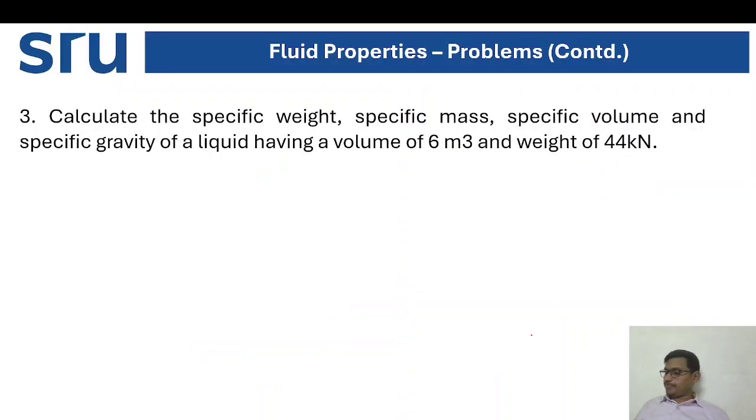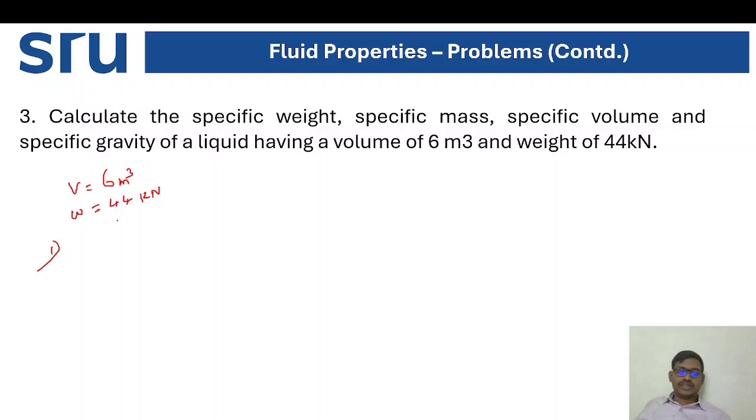So next problem we will see. The question is calculate the specific weight, specific mass and specific volume. So here three different things are there, and fourth one also there, specific gravity of a liquid having a volume of 6 meter cube and weight of 44 kilonewtons. So now every time we should write the given data. So volume equal to 6 meter cube, done, and weight equal to 44 kilonewtons.